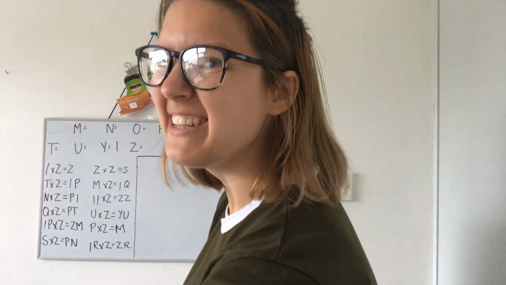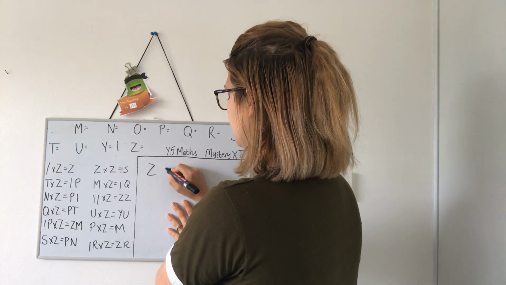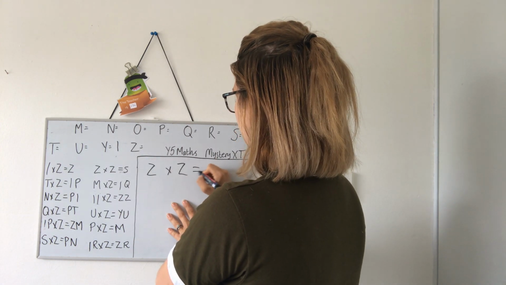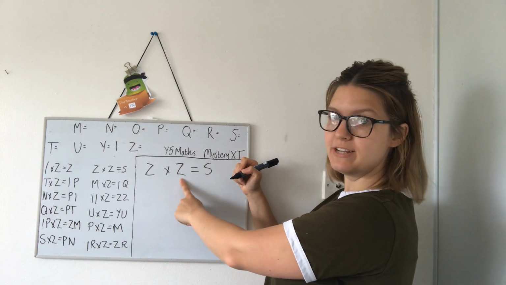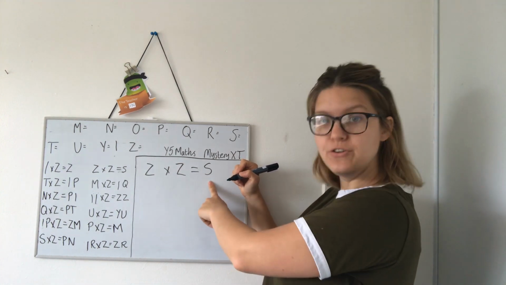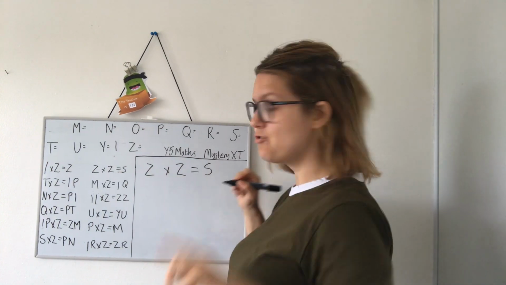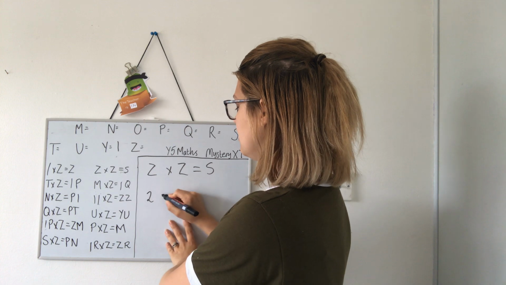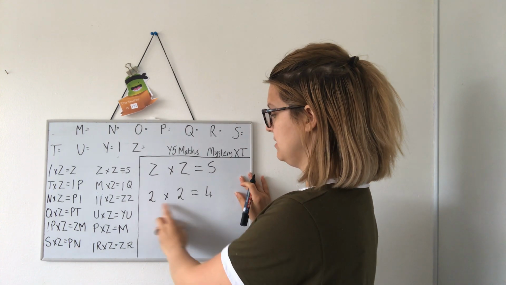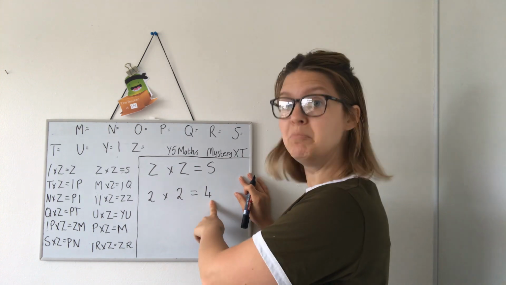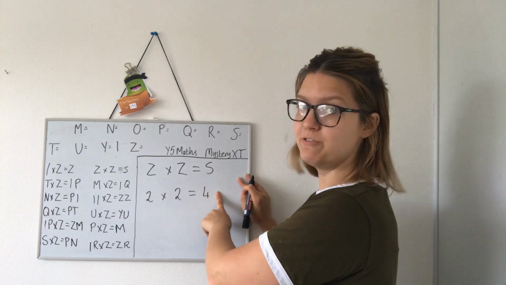Now if I go back to my z multiplied by z equals s, I can see here that I've got a single digit number multiplied by a single digit number equals another single digit number. Now we've already used 1, so let's try 2. So 2 times 2 equals 4. Single digit, single digit, single digit. Yeah, so z could be 2 and s could be 4.